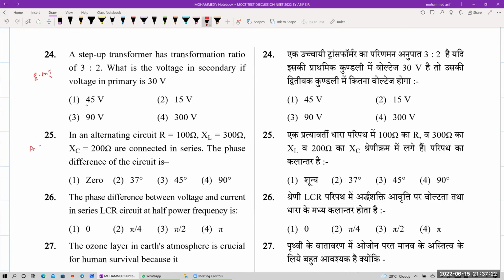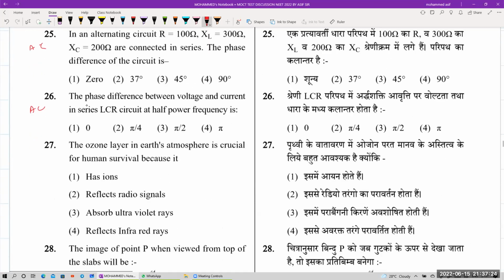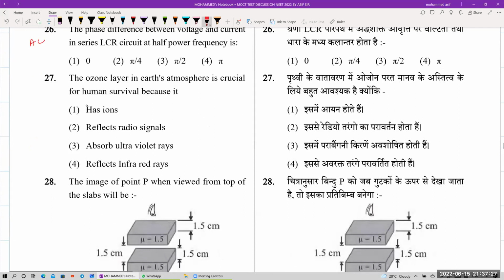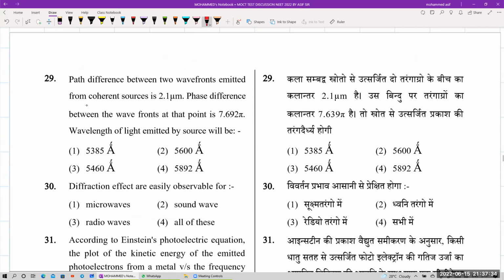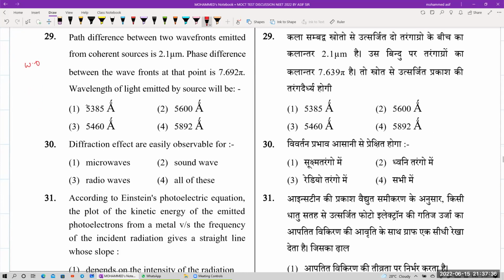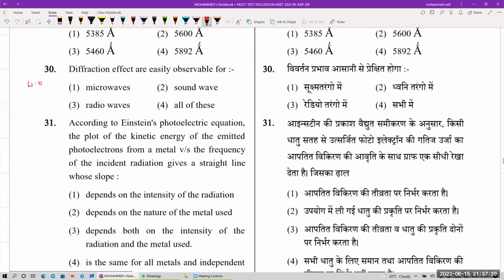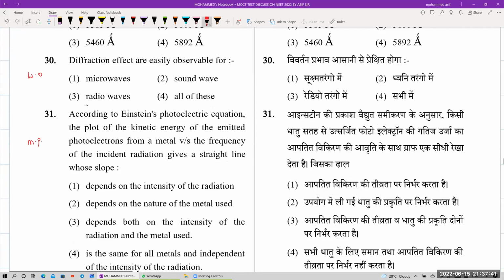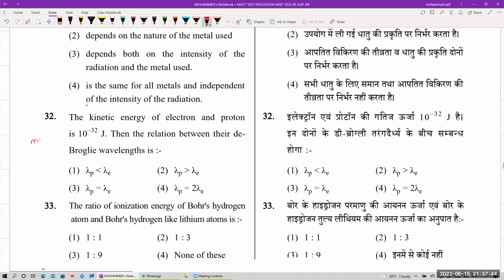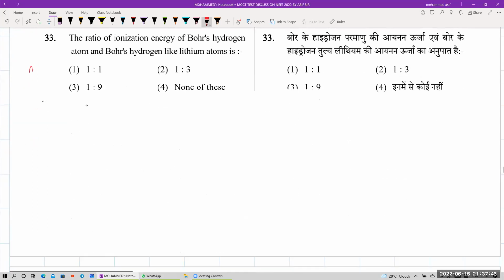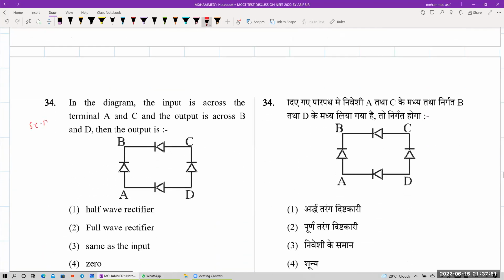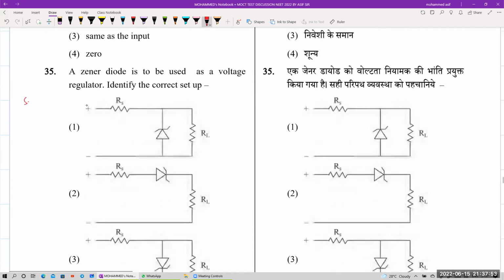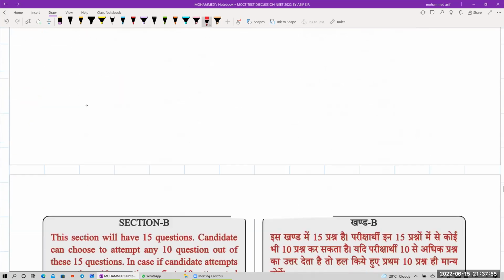This is from your AC. This one is also from your AC. The ozone layer of atmosphere, this is from your electromagnetic waves. This is from your optics. And this question, the path difference, this is from your wave optics. This one is also from your wave optics. This is your modern physics. Kinetic theory of electrons, this one is also modern physics. 33, this is also modern physics. This is your semiconductors and devices. This one is also semiconductors and devices.